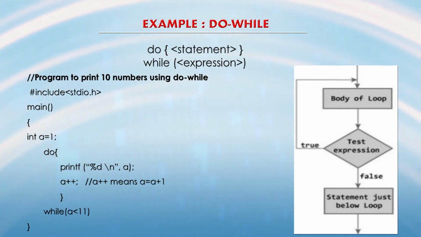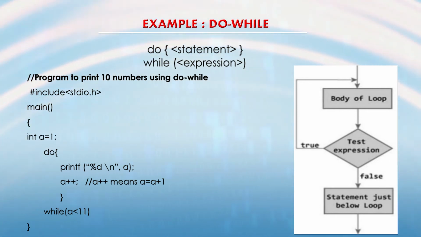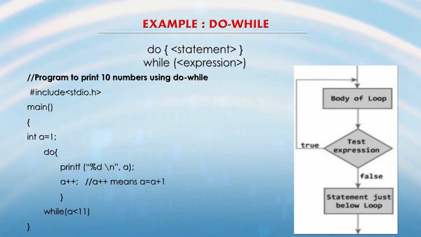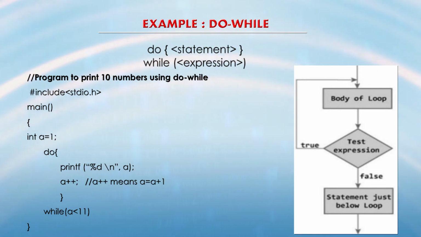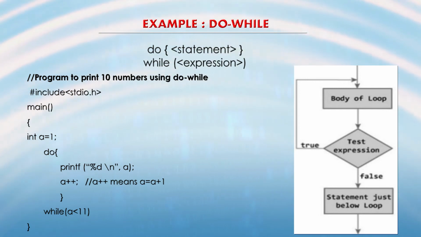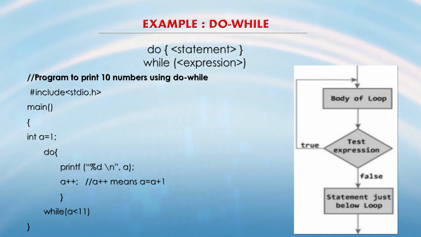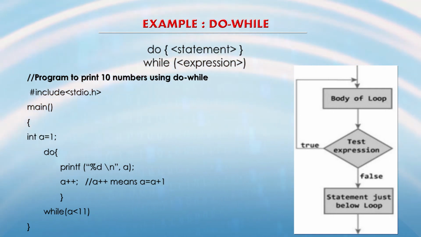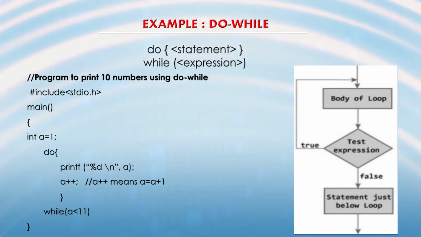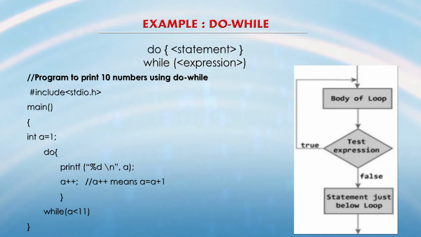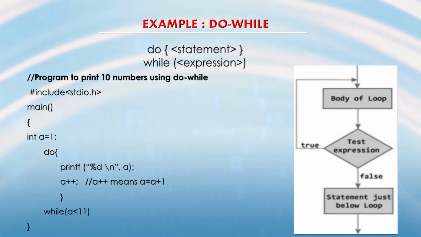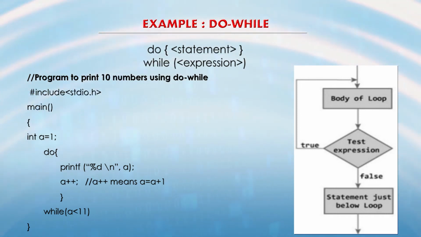Now let's see how to use this do while construct to print 10 numbers. This is the program. The pseudo code of the actual construct is: do, then within the opening and closing curly braces we write a series of statements, and after that we simply write while, and within the parentheses we write the expression or the condition. So the program starts as usual with the preprocessor directive include stdio.h, and we use main, where within the curly braces we write our logic.